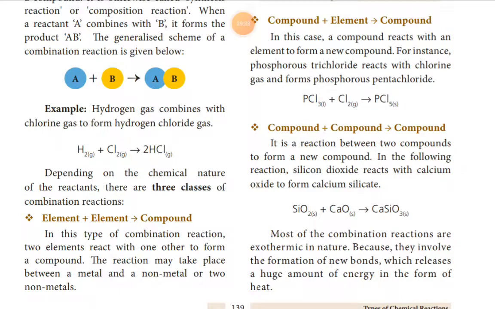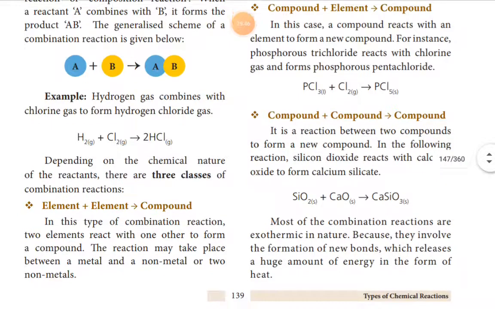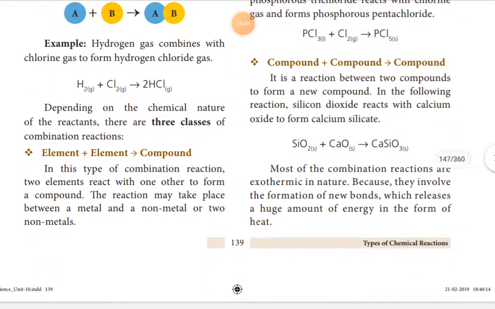So depending on the chemical nature of the reactants, there are three classes of combinations. So combinations are going to be given in three different types. First one, see, element plus element gives compound. Two elements combine to give a compound. So in this type of combination reaction, two elements react with one another to give a product compound. This reaction may take place between a metal and a non-metal or between two non-metals.